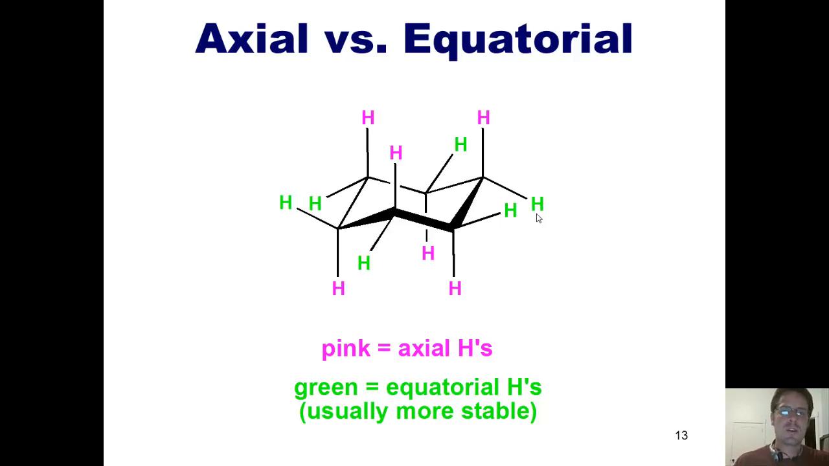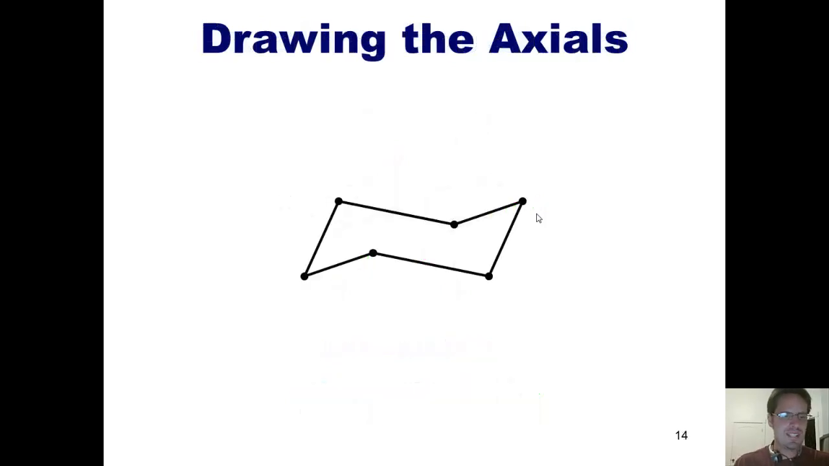Now, it is noteworthy to remember that generally speaking, the equatorial positions are more stable. I'll explain why in a few moments. With that said, I now want to teach you to correctly draw your axial bonds.